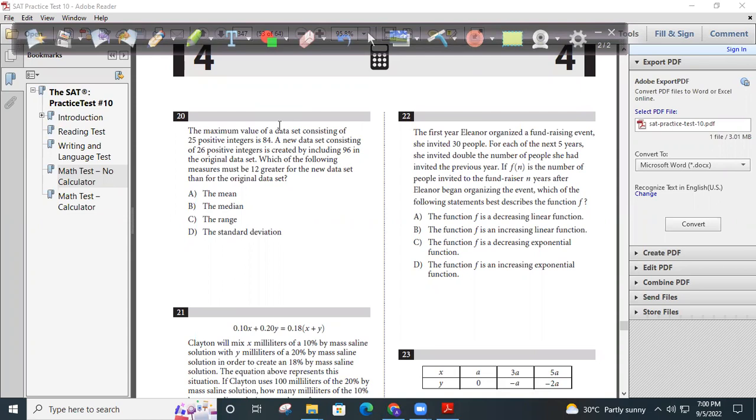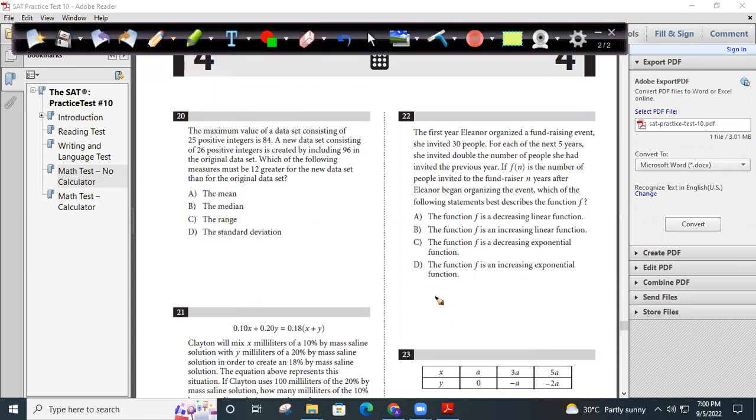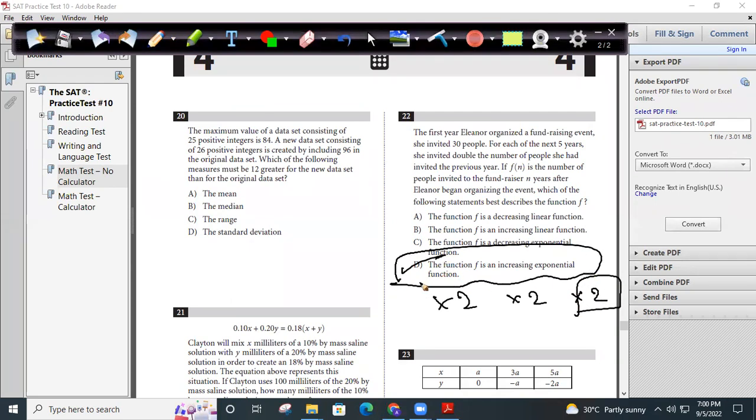So what is happening here? Every year I'm inviting double the people. Means I'm multiplying with a number greater than 1. So it should definitely be an exponentially increasing function. So the answer should be definitely D.